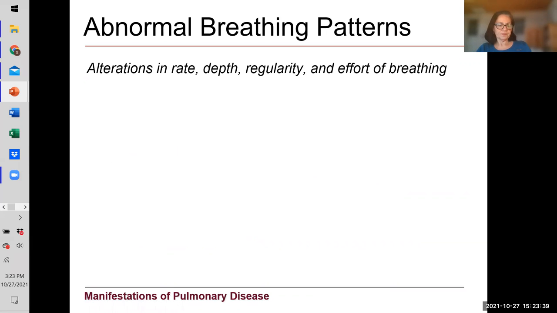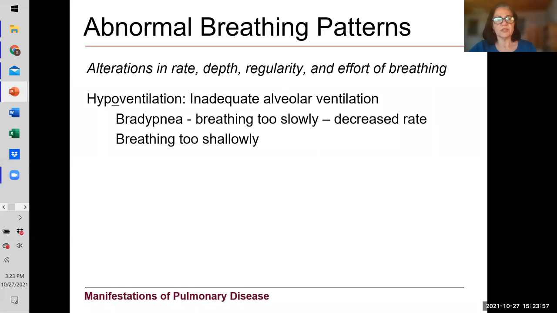Let us get to abnormal breathing patterns. We are now at the top of page 5 in the lecture notes. So we can alter the rate, depth, regularity, and effort of breathing. We can either breathe too little, or we can breathe too much, breathe too fast. So hypoventilation, I've underlined the O to point that out. Inadequate alveolar ventilation. If the patient's breathing too slowly, the prefix that means too slowly is brady. Pnea, P-N-E-A, refers to breathing. So bradypnea is breathing too slowly, at a decreased rate. It can also be they're breathing at the normal rate, they're just not breathing very deeply. And there's no separate term for that, they're just breathing shallowly.